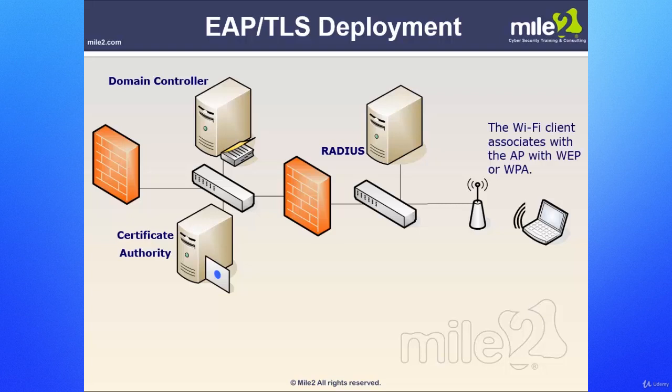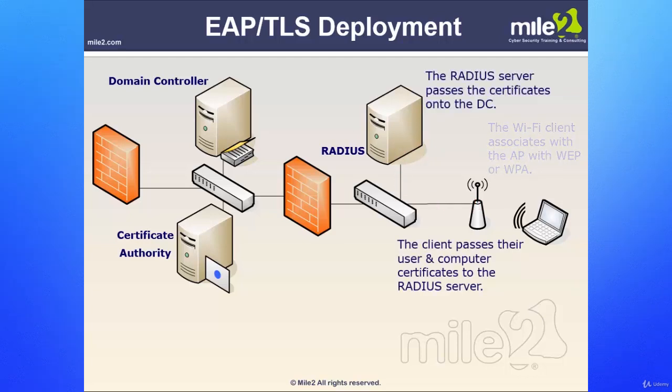So let's take a peek at some of this TLS deployment. First thing up, the wireless client associates with the access point with either WEP or WPA. It goes over to the client, which passes the computer user certificates to the RADIUS server. The RADIUS server then passes it to the domain controller.